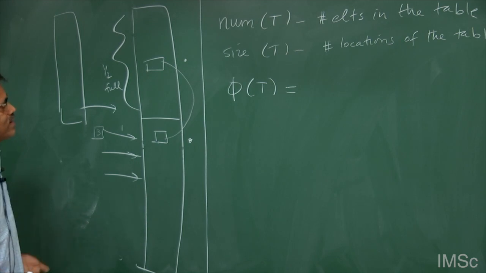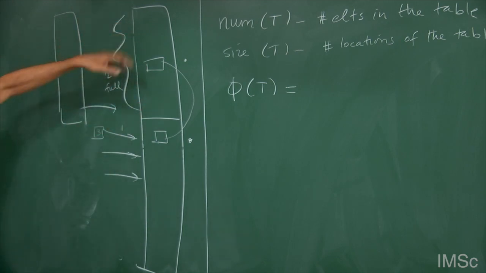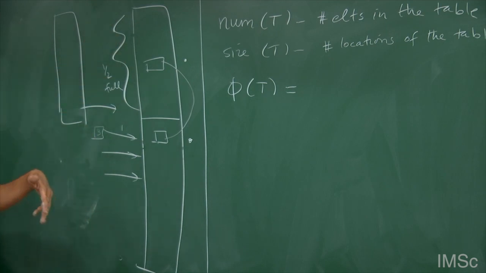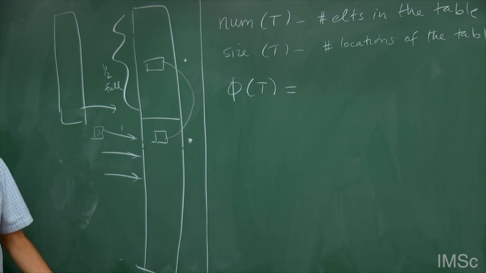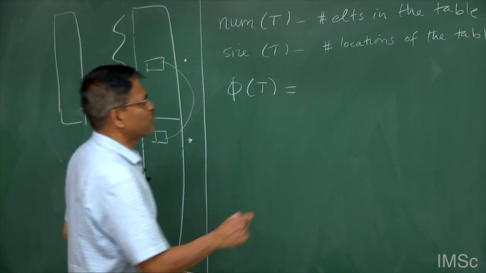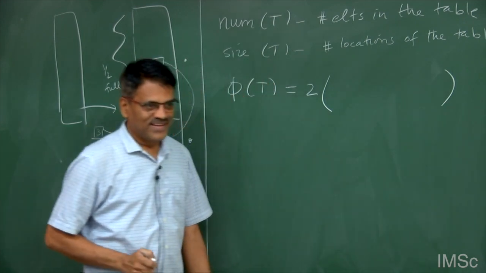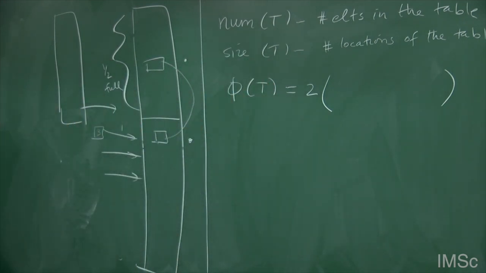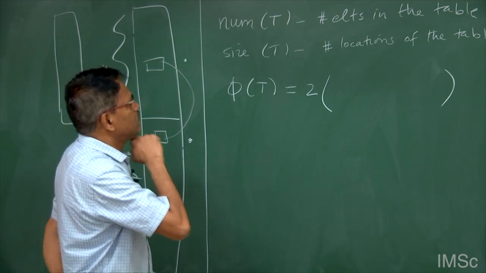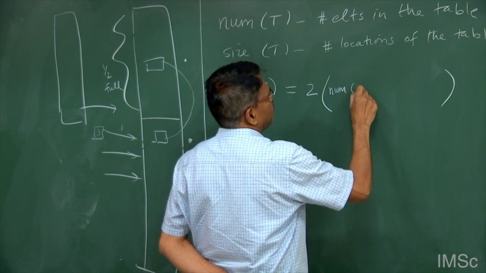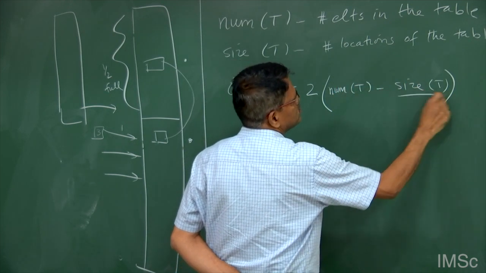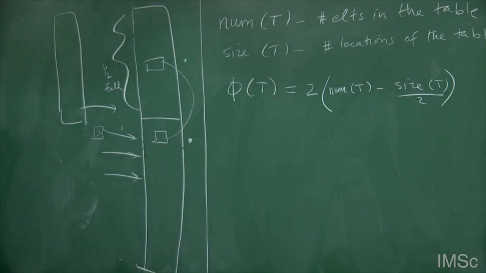For simplicity I drew the picture like this, but you remember that they can all be distributed. Your hashing might have distributed some elements here. All we know is that half the entries are empty. So twice the, how much is it? Twice 2 into num T minus size T by 2. This is exactly what I said.